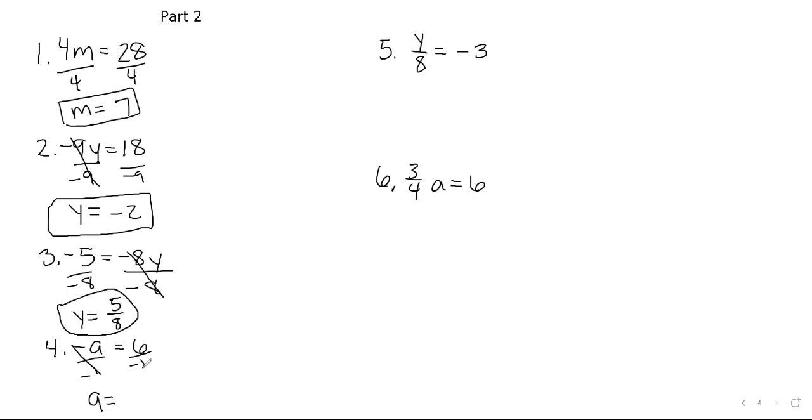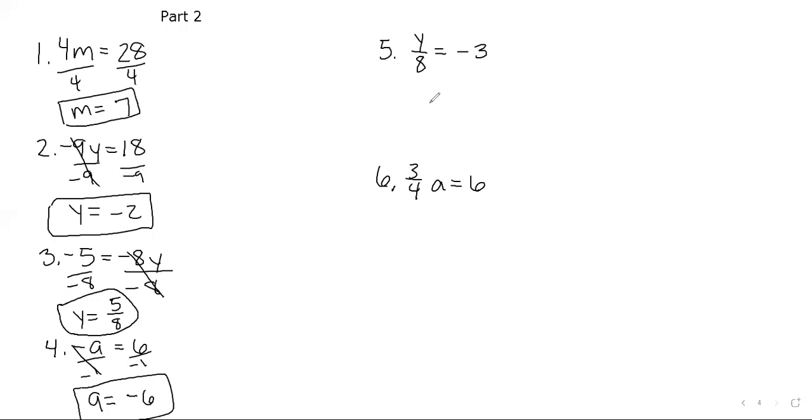Now, what is 6 divided by negative 1, okay? It's going to be negative 6, okay? So A equals negative 6, all right? So if we have a negative 1 in front of that variable, remember, it's like negative 1A, okay? Although we just write it as negative A, it's like a negative 1A, so we need to divide both sides by negative 1. All right, let's look at number 5, and we're almost done, y'all, okay?